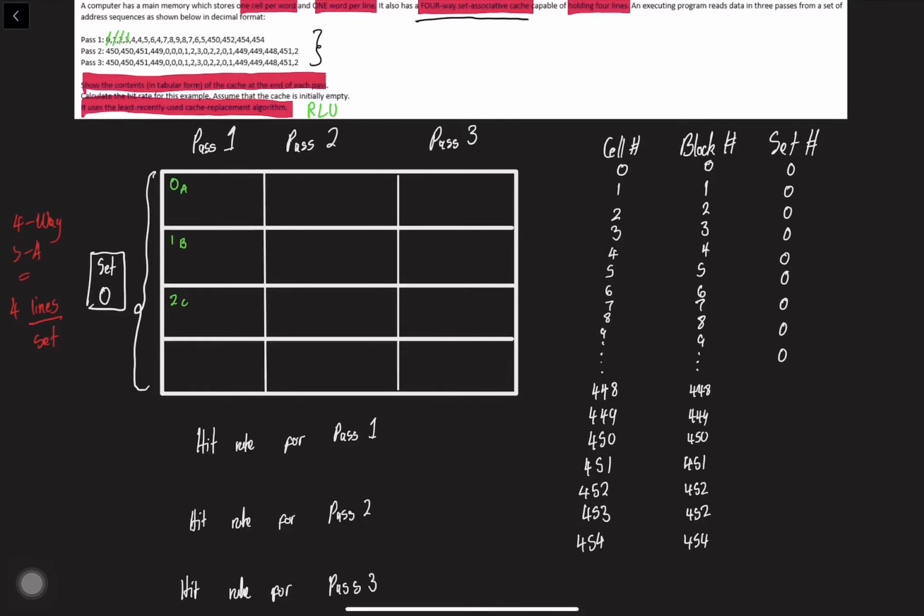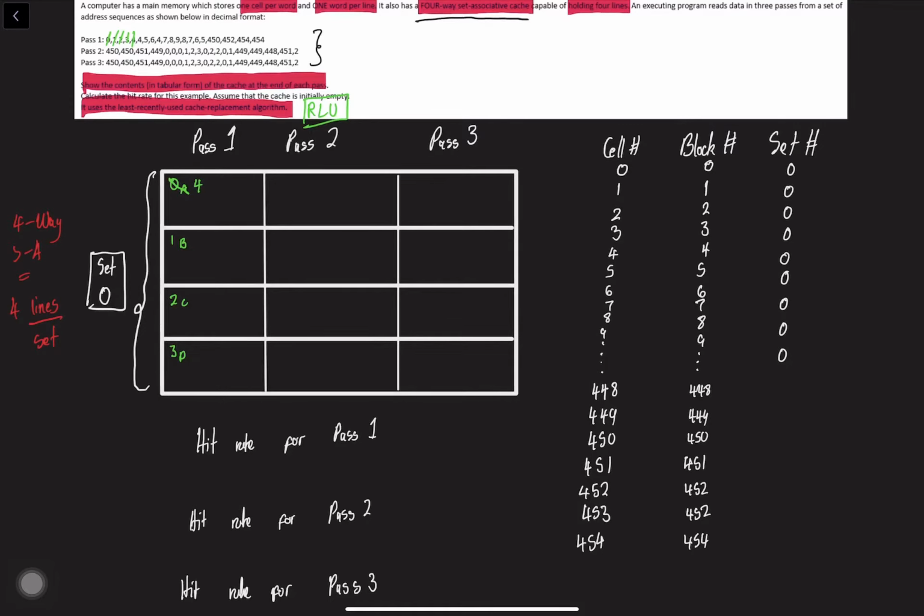Next one is a 3. We have a 3D. Jump on to the next one. Now the next one is special because we don't have any more lines, so we need to make use of this rule. It tells us the least recently used cache replacement algorithm, and that tells us that we remove the least recently used, which is A0. A0 gets removed and we have a place for 4.